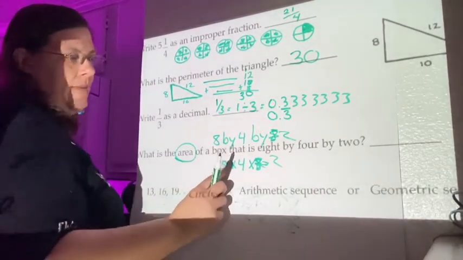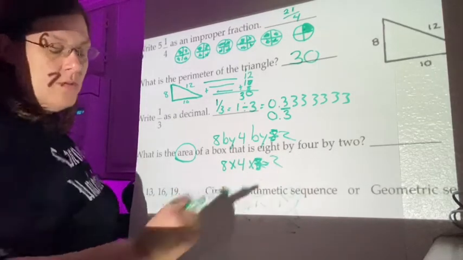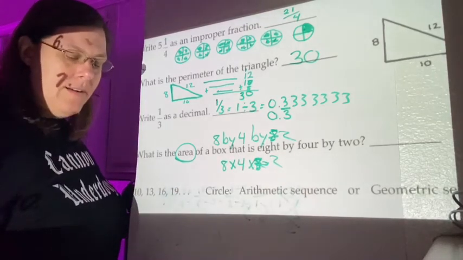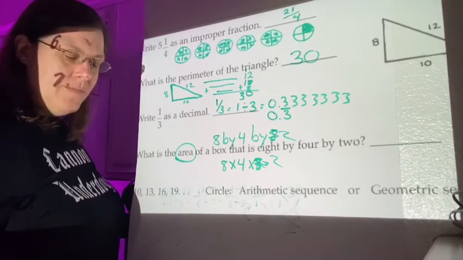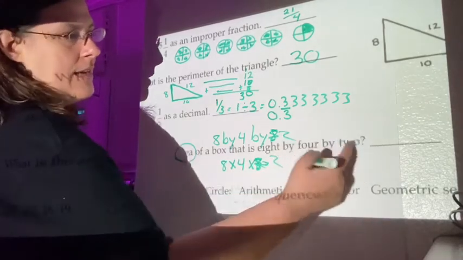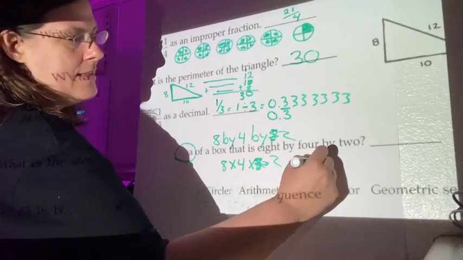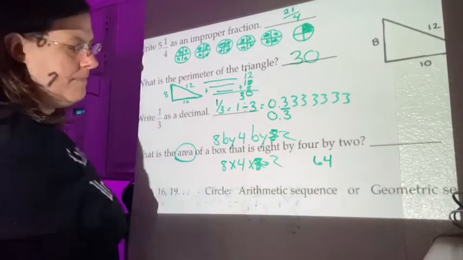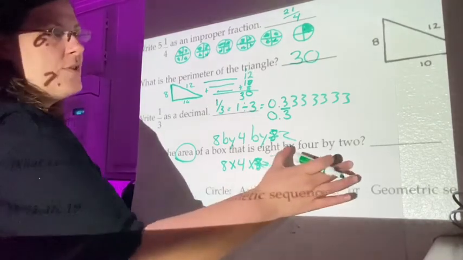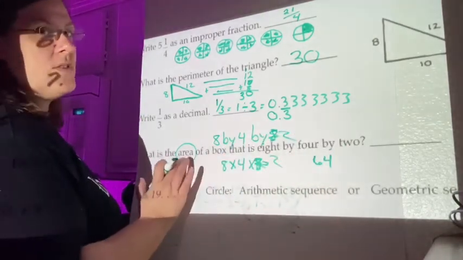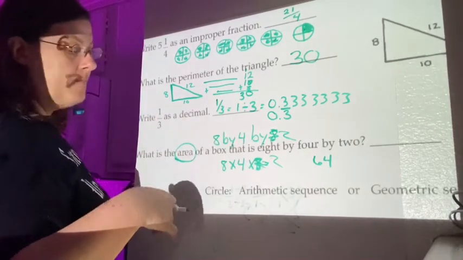All right, so we have 8 times 4 times 2, which we can do right here on our calculator. 8 times 4 times 2. So our answer, it's gonna run off my paper, so I'll do it on here. 64. There you go. And whatever unit it is, it's going to be square, because it's area. So remember that later, because that'll be important.